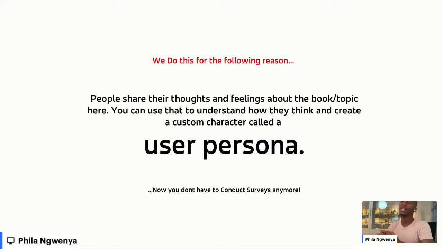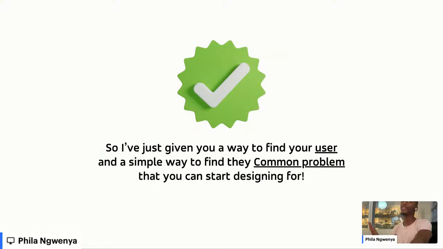We use that to actually make the website or application. So with this method, you can now see why you don't necessarily need to go out to do surveys and interviews and all that hard work. You can just go to Amazon, understand what people are complaining about, understand what people are praising, whatever topic or industry you are in, and then design a platform that serves those people the best way possible. So what I've given you is a way to find your user and a simple way to find their common problem that you can actually start designing for today.